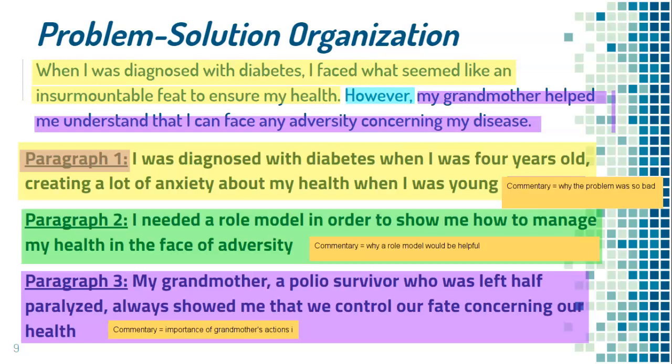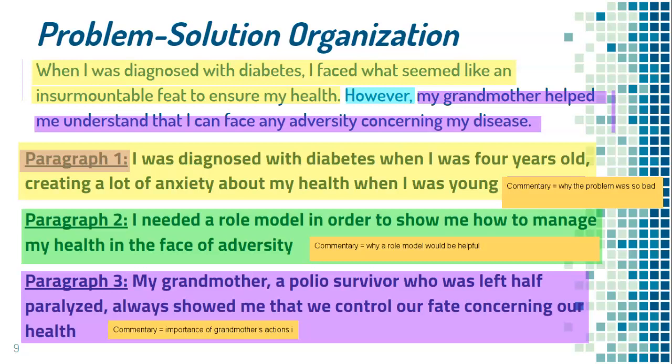Then the role model evidence would be places when I needed a role model. Where were times in my life where it was problematic that I didn't have someone to help me? And then my commentary would explain why the role model would be so beneficial. And then finally, what did my grandmother do? That would be my evidence, and then the commentary would be the importance of grandmother's actions, right? So why the fact that my grandmother talked to me about her diagnosis with polio, why would that be so beneficial to solving the problem?